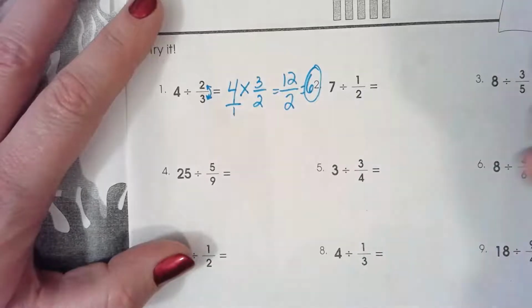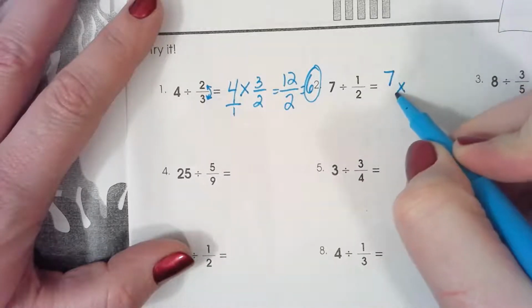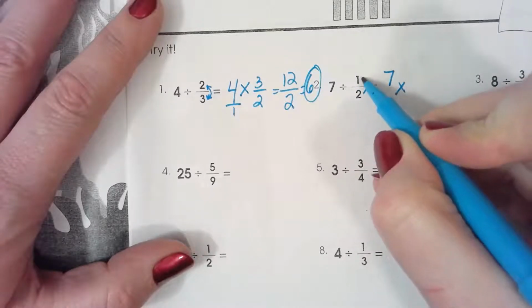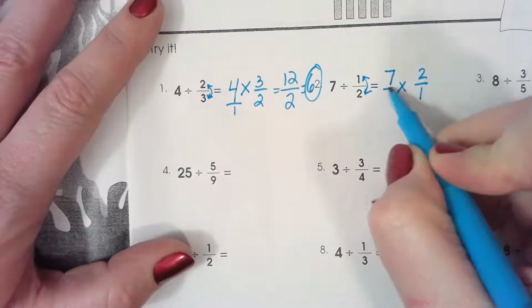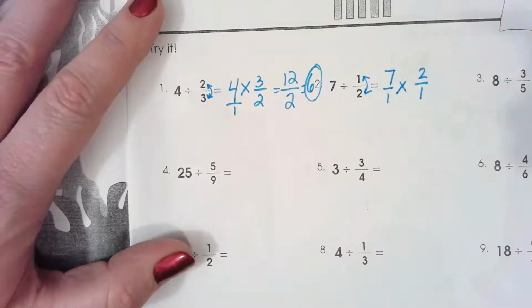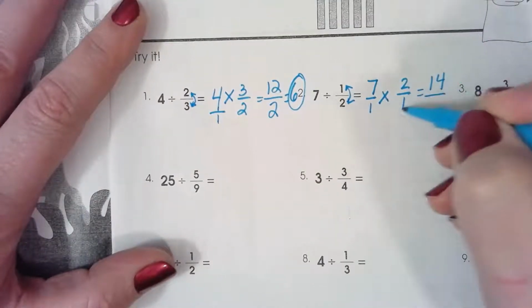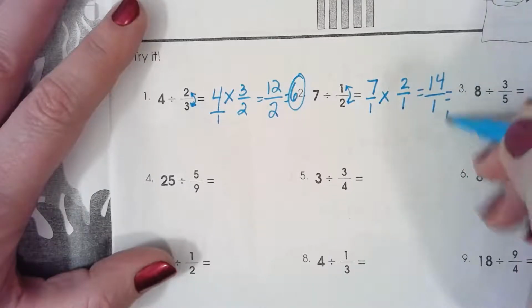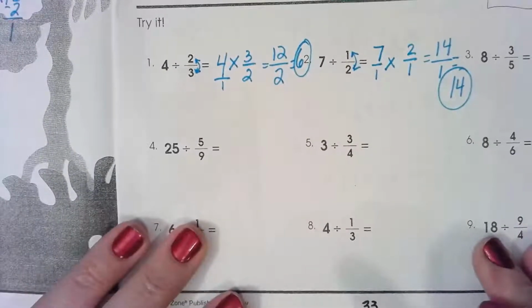Let's try the next one. 7 divided by 1/2. Okay, so I have 7. Flip it to multiplication. Find my reciprocal of the second fraction. Instead of 1/2, I now have 2 over 1. And my 7 is over 1. So 7 times 2 is 14. 1 times 1 is 1. 14 firsts is just 14.